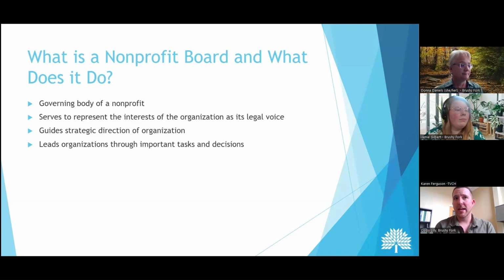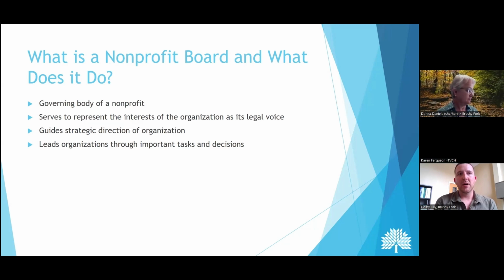Before we dive into the technical aspects of board roles and responsibilities, let's quickly cover the basics of a nonprofit board. A board of directors serves multiple purposes for a nonprofit, and we've got them listed on the slide here. The first is the board is the governing body of a nonprofit. The board also represents the interests of the organization as its legal voice, guides strategic direction of the organization, and lastly, leads the organization through important tasks and decisions.